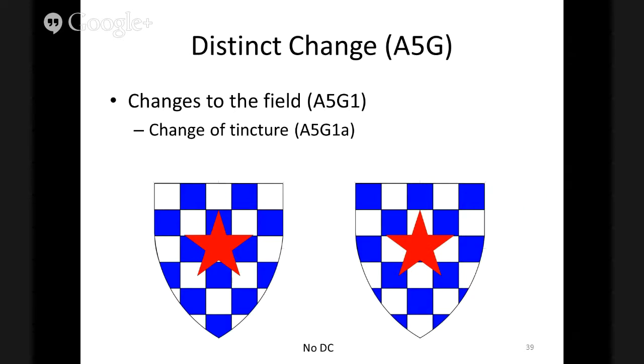Now, how about here? This is Checky. We went from Checky, Argent, and Azure to Checky, Azure, and Argent. Is there a DC? No. How many parts is the field divided into? Many, right? More than 4. So there's no DC for swapping the tinctures. And again, if you think about it, this makes sense. If you're across the field from this guy, do you really want to figure out which color's in the top left corner? Or is it just Checky?